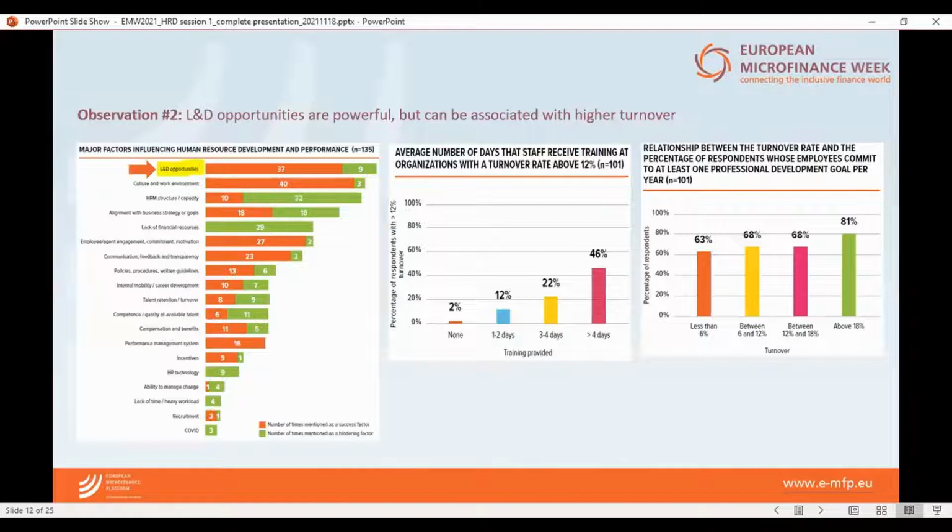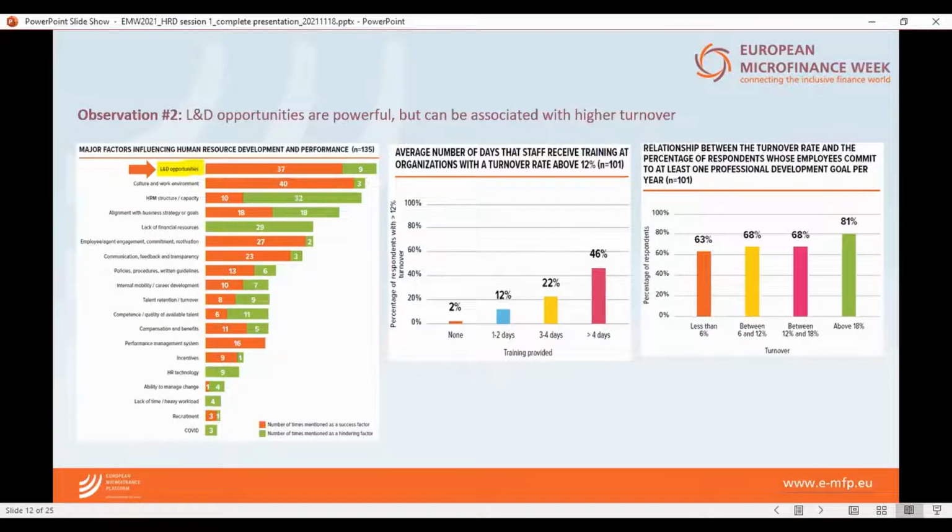My second observation, based on the survey data, is that increased investment in learning and development opportunities can be associated with higher employee turnover. The chart in the middle of the slide shows that 46% of MFIs with a turnover rate above 12% provide employees with more than 4 days of training a year. That is 50% higher than MFIs with a turnover rate of 12% or less. Of course, L&D opportunities refer to more than training. They could be coaching, mentoring, shadowing, self-study, for example.